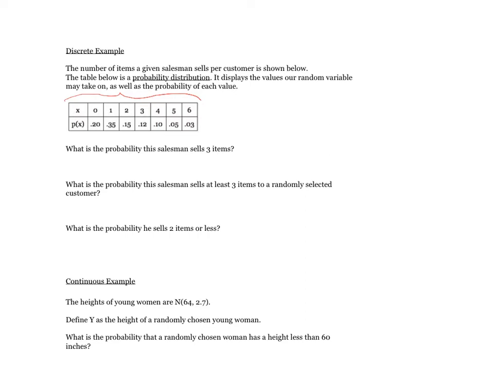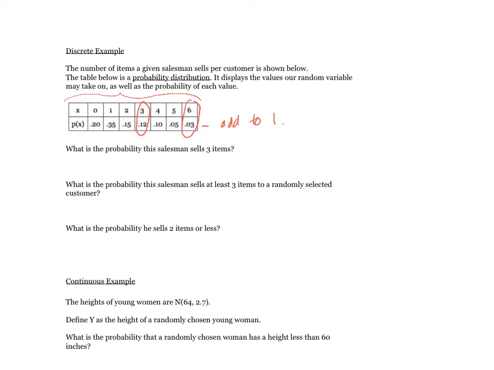So the chance that this salesperson sells 0 items would be 20%. The chance they sell 3 items would be 12%. And the chance they sell 6 would be 3%, apparently. So those probabilities will add to be 1. And in a probability distribution, they will always add to 1. Okay? So then I could ask questions like this.